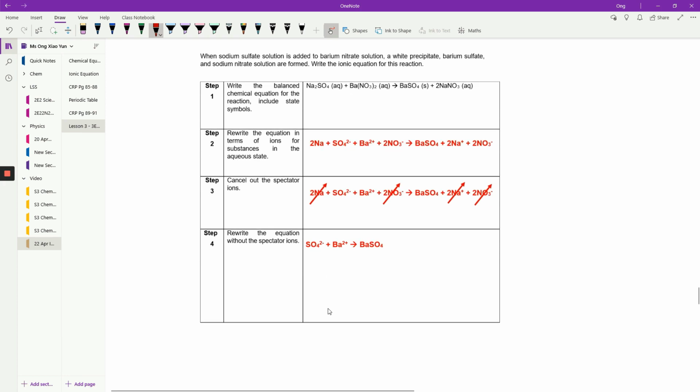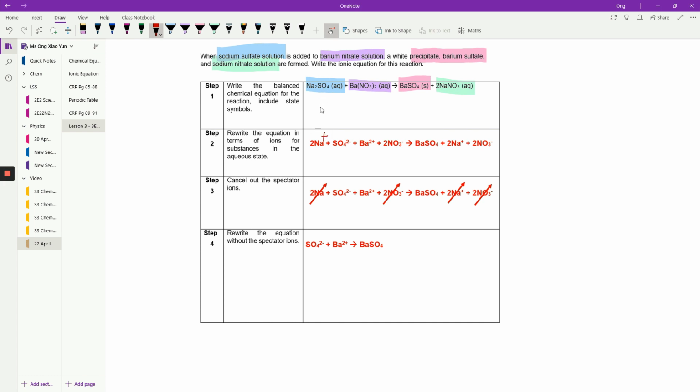Okay, in the next example, sodium sulfate solution, so it's a solution, write out the formula, and then barium nitrate solution, write out the formula. They form a white precipitate. So precipitate means it's a solid, barium sulfate. And your last one is a sodium nitrate solution. So only those that are aqueous can be dissolved.